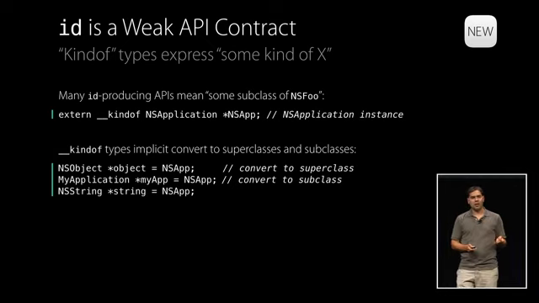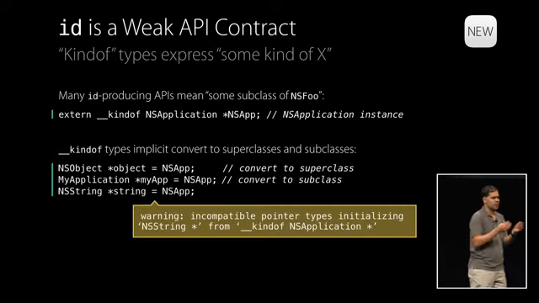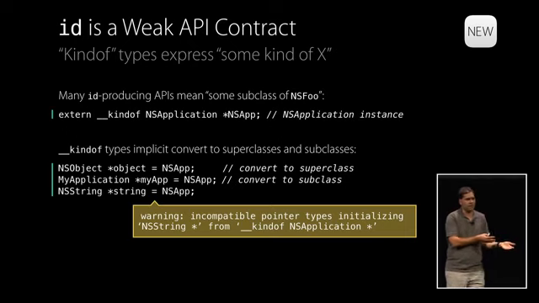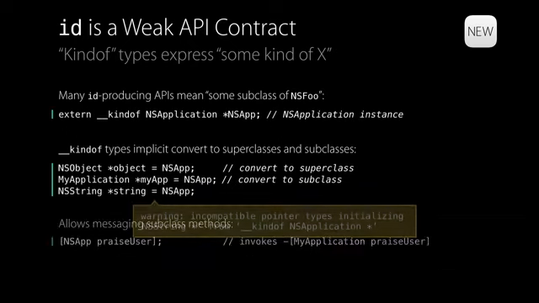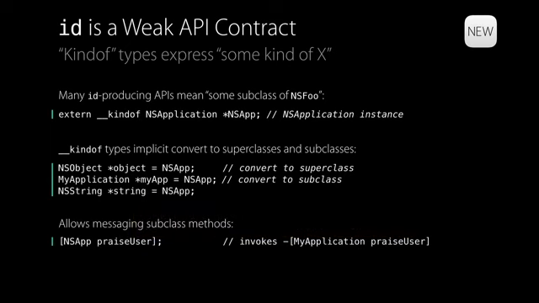Now, what we won't allow is some silly crosscast. If you tried to use NSApp as an NSString, well, that's not an NSApplication and never can be. So we can produce a warning there. Of course, coming with this is the notion that you can message NSApp and get all of the methods that are in NSApplication, its superclasses, and its subclasses.